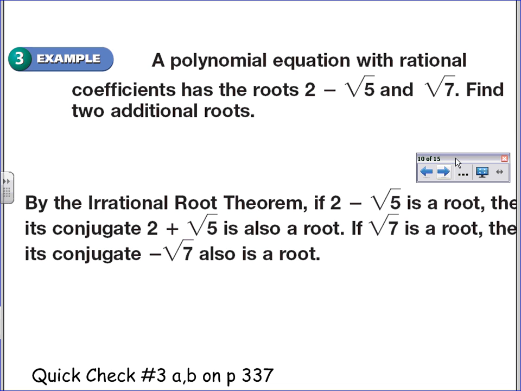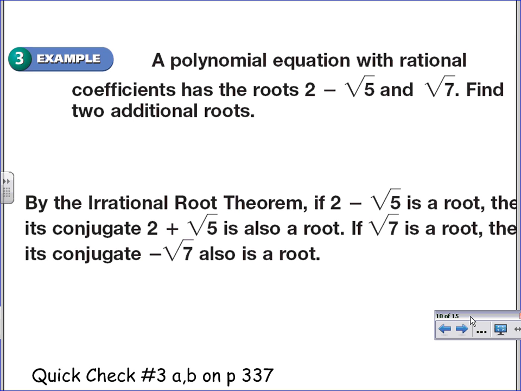All right. Now, the last skill that we need is basically, given some information or given roots that we have, can I get more roots? In other words, if I have square root of 5 here, which is an irrational number, so 2 minus the square root of 5 is one of my roots. Because I have an irrational root, I can say that if 2 minus the square root of 5 is a root, then its conjugate, its partner, 2 plus the square root of 5, is a root.